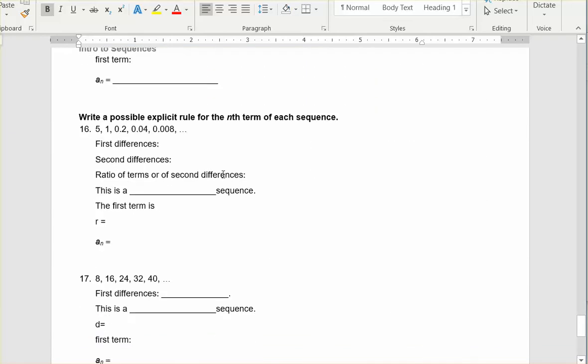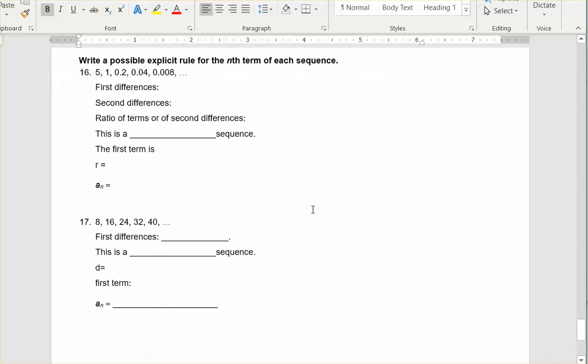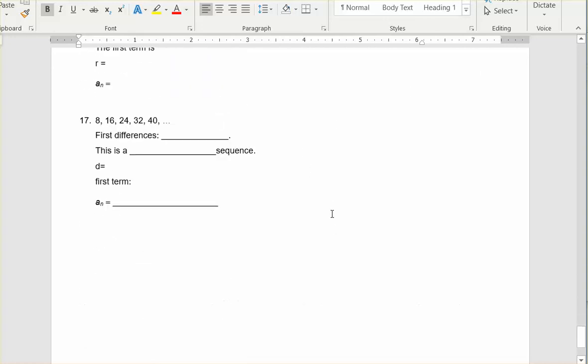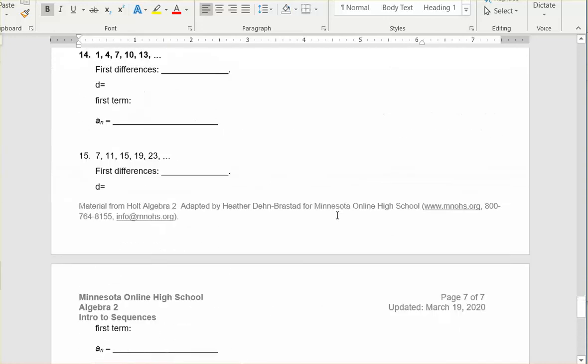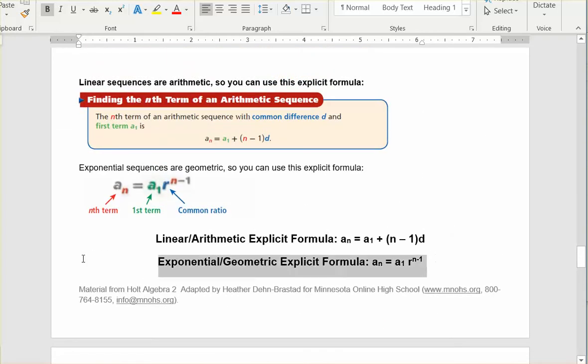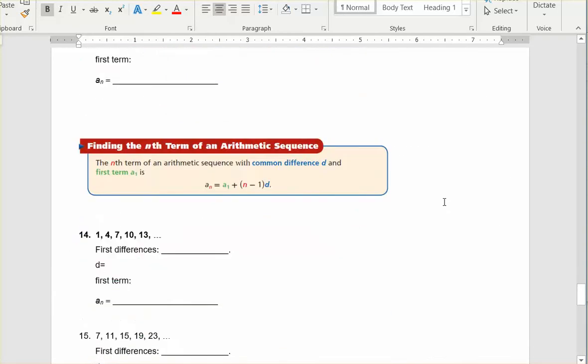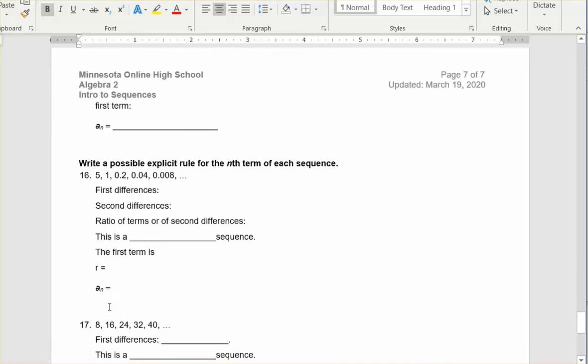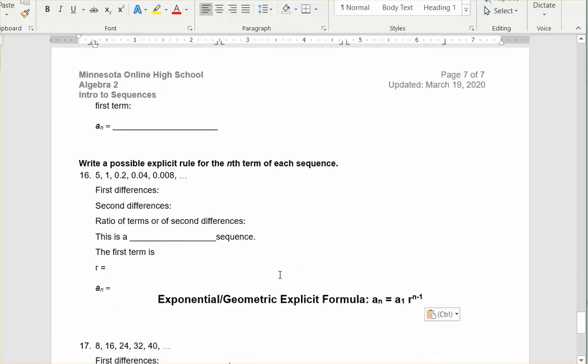All right, now these ones are not going to be arithmetic. They're going to be something else. So it might be arithmetic or geometric. It might be arithmetic, or it might be something else. It looks like there's no other ones. So let's see, here's the geometric rule, which you've used as exponential rules as well. So let's see if 16 works out to be geometric.